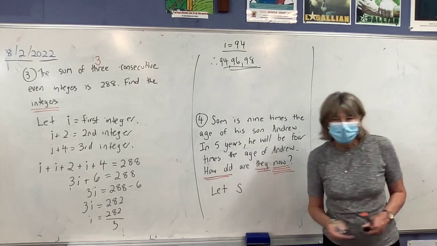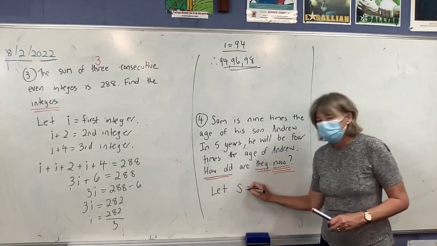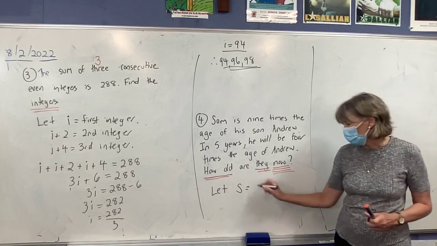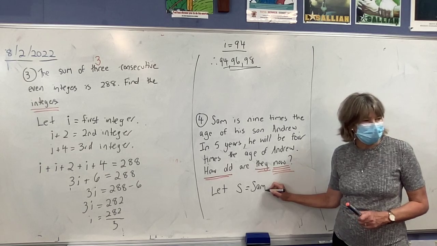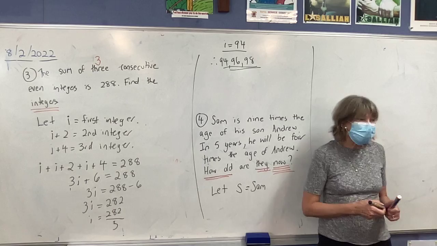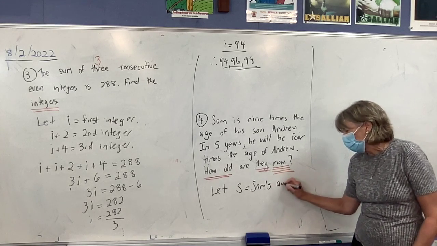So, let S, Luke, what are we going to let S equal? Who starts with S? Sam. So we're going to let S equal Sam? No. Because all these letters are supposed to be representing numbers. It's a pronumeral. Sam's age. Bit more information.